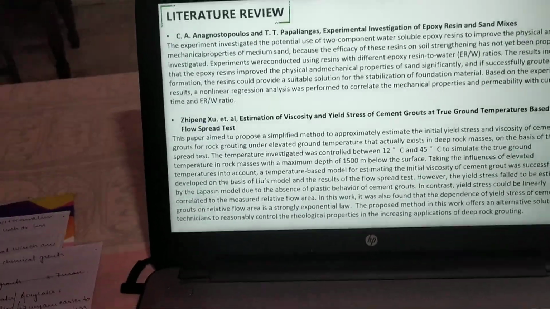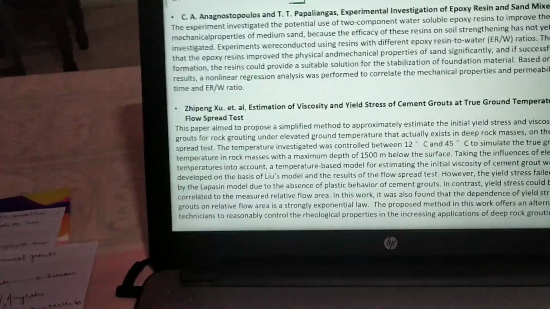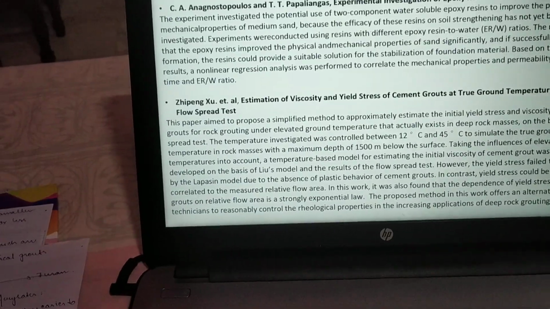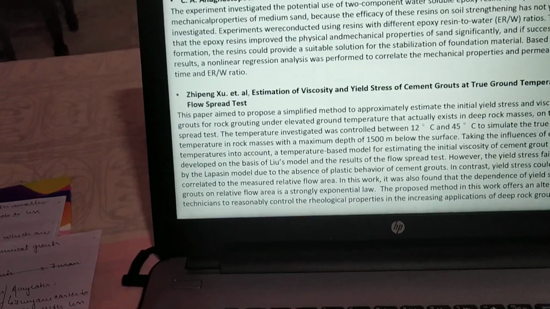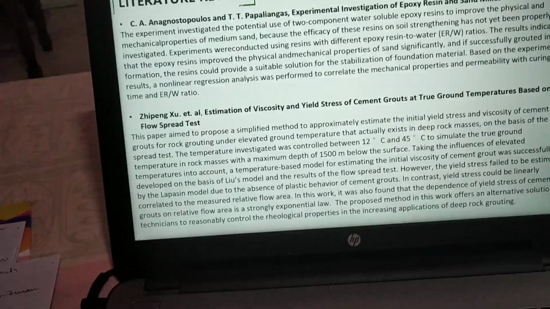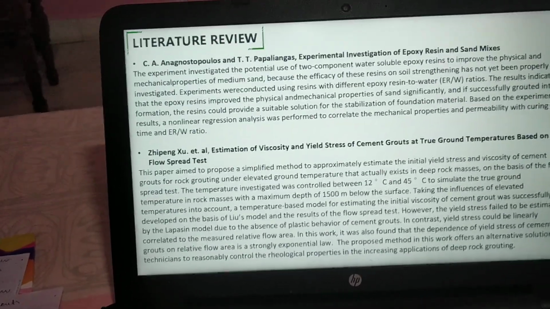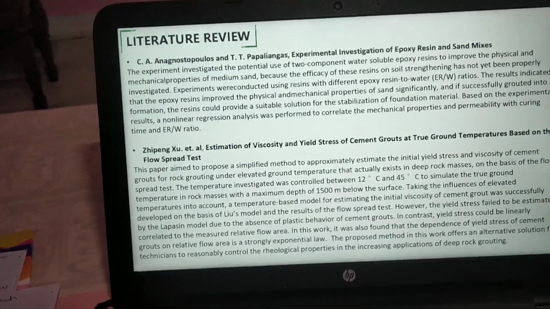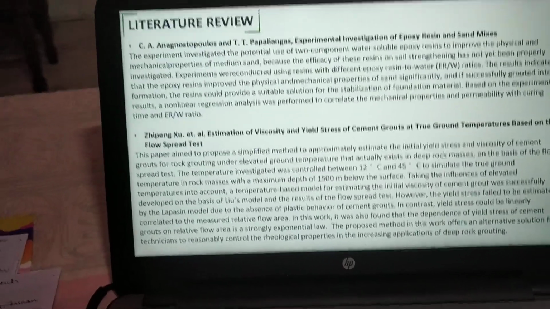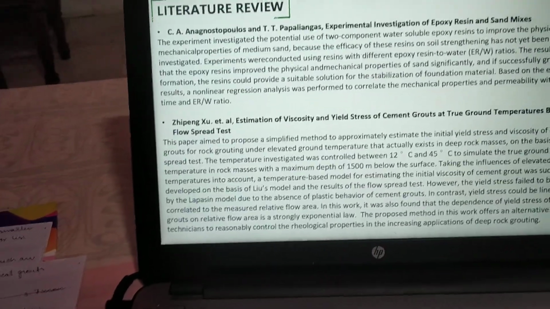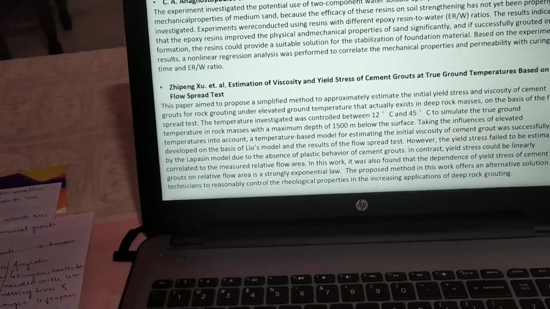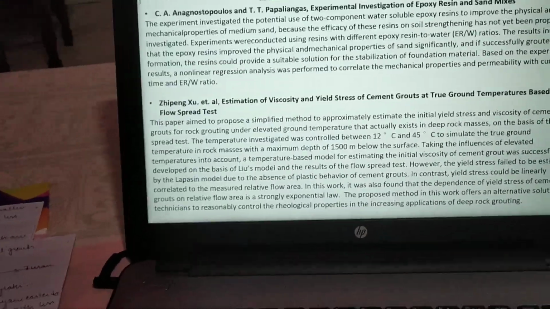In a flow spread test, we generally bring the grout under a conical flask or conical apparatus, and we press the conical apparatus with a certain measured pressure so that we can determine how the grout is behaving, and we measure the displacement that has occurred between the original position of the grout and the one after applying the pressure. So this will tell us about the flow behavior, or in general we can say the flow spread test tells us about the viscosity of the grout that we are using.